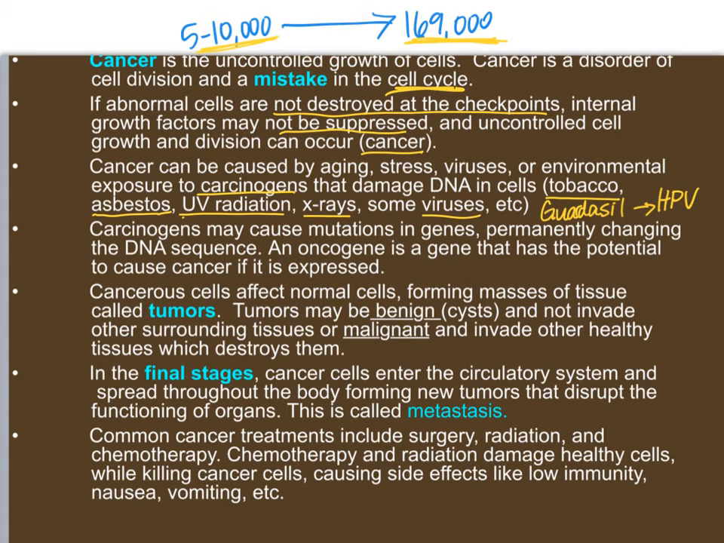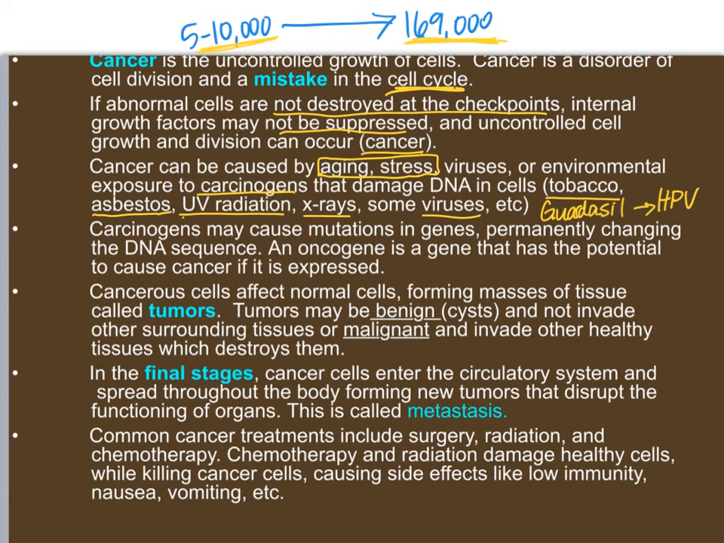And anyway, another thing cancer can be caused by is aging and stress and environmental exposure to those carcinogens. So let's talk about aging and stress. When you get older, things don't work as well. Your cells don't divide as quickly, and they could easily make a mistake.